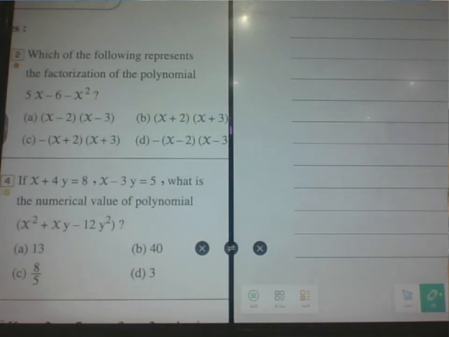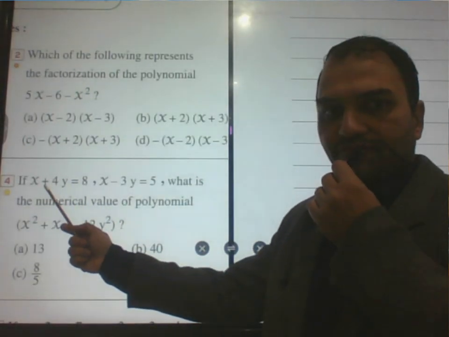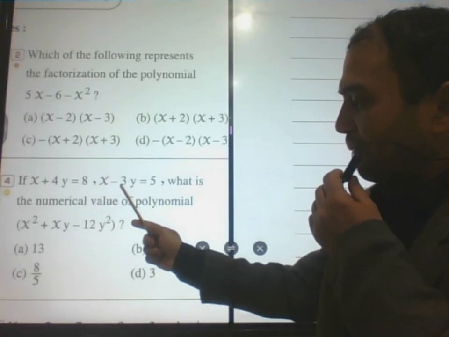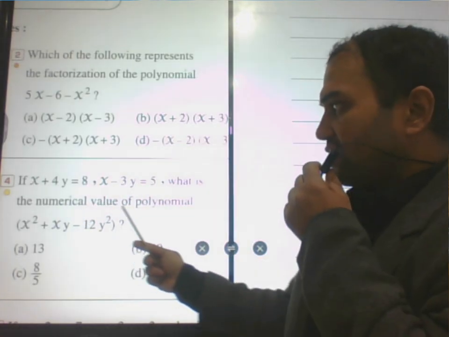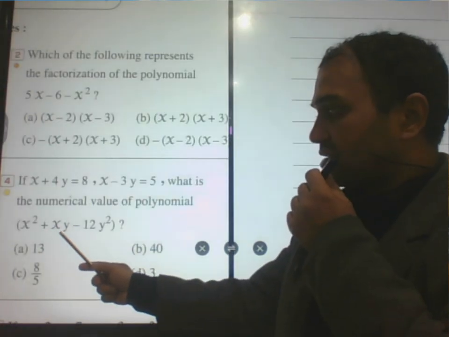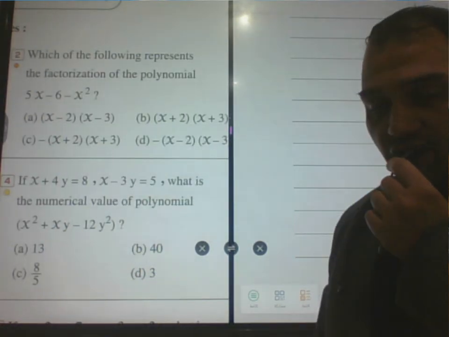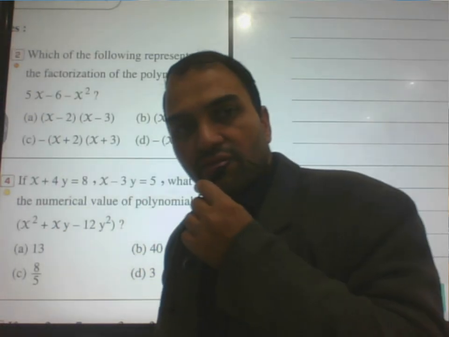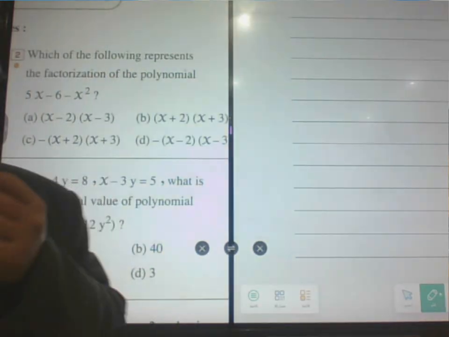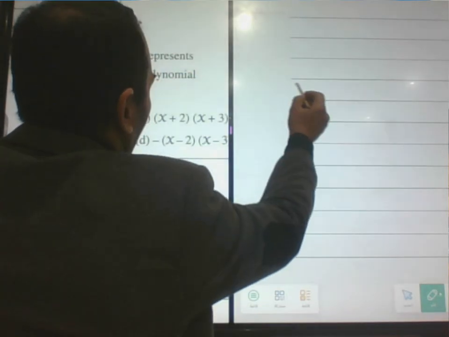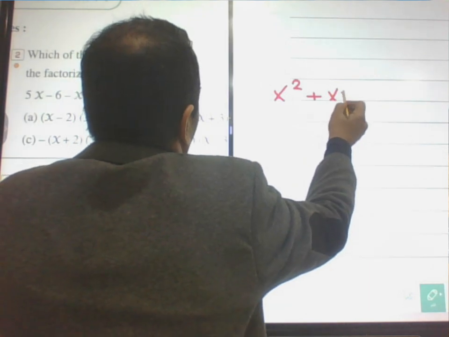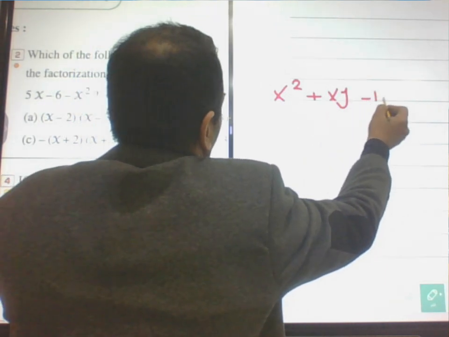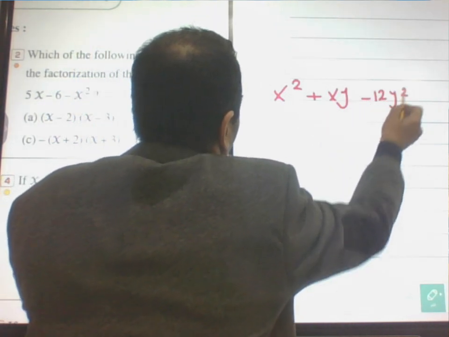Look at here, number 4. If x plus 4y equals 8 and x minus 3y equals 5, what is the numerical value of the polynomial x power 2 plus xy minus 12y power 2? We can solve this example also by factorization. Look at here. We have x power 2 plus xy subtract by 12y power 2.